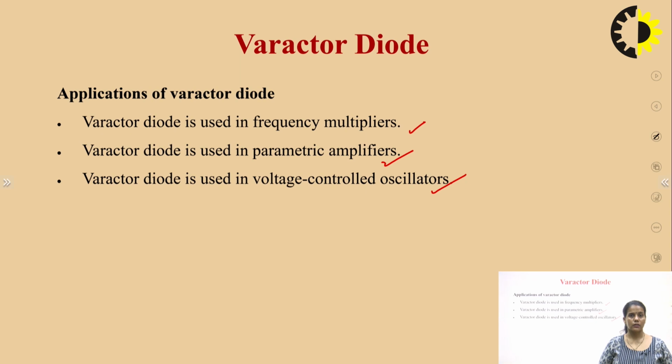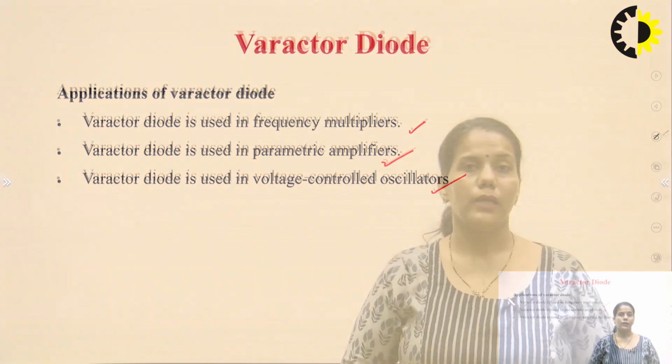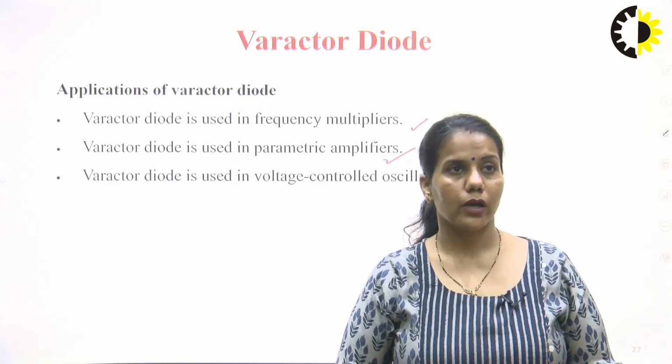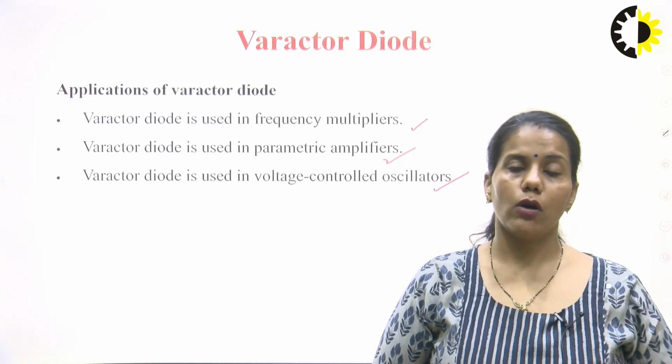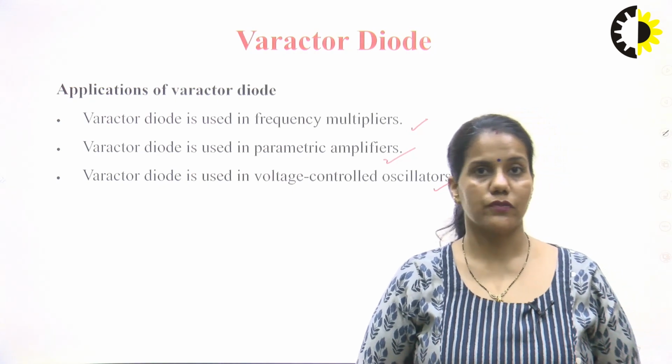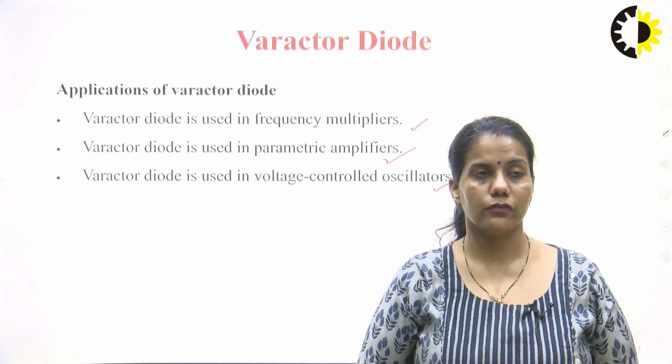So, in this lecture we talked about the four major special purpose diodes, that is the photodiode, LEDs, tunnel diode and varactor diode. All the four special purpose diodes have their respective applications in different fields.